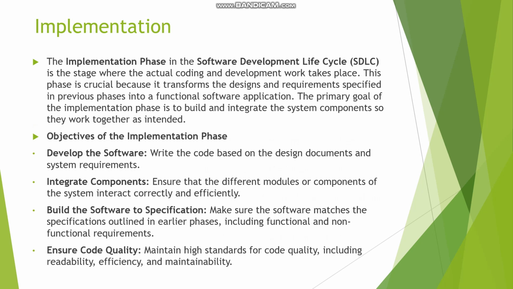Objectives: develop the software, write the code based on the design documents and system requirements. Integrate components: ensure that the different modules or components of the system interact correctly and efficiently. Build the software to specification: make sure the software matches the specifications outlined in earlier phases, including functional and non-functional requirements. Ensure code quality: maintain high standards for code quality, including readability, efficiency, and maintainability.